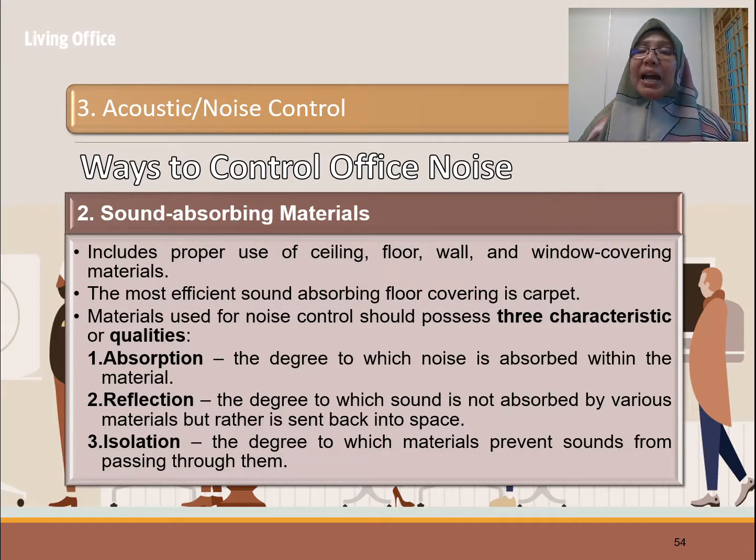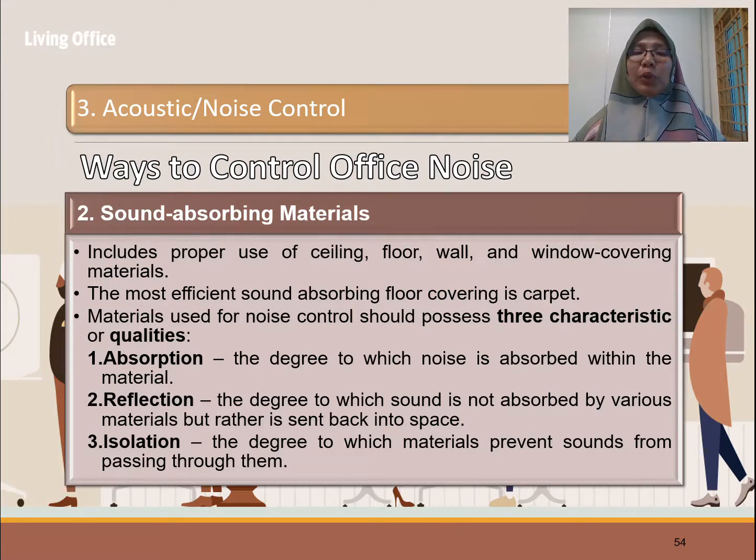Number 3 is the isolation. So let's go one by one. The first one is absorption, the degree to which noise is absorbed within the material. For example, we are using the carpet, so how much the carpet can absorb the noise.